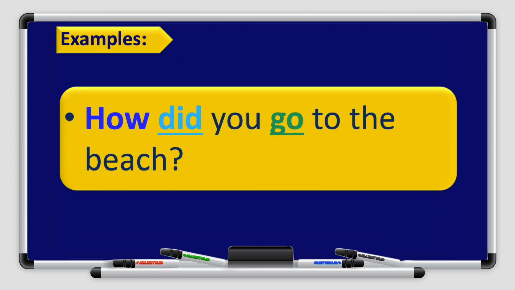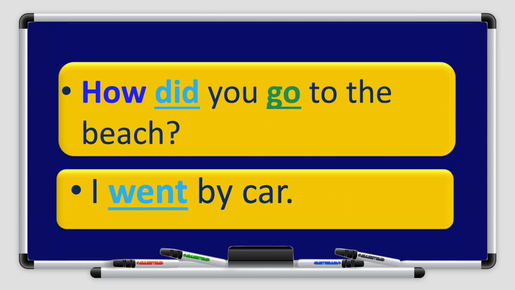Let's look at more examples. How did you go to the beach? How is the question word, did is the auxiliary verb, and you is the subject. Go is the verb in the infinitive form, and to the beach is the rest of the question. How did you go to the beach? I went by car. I changed the verb go to went because it is an irregular verb.